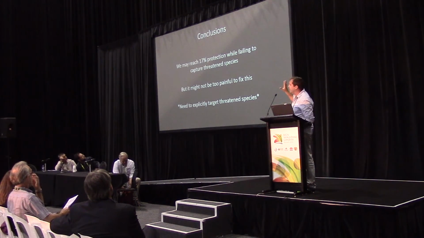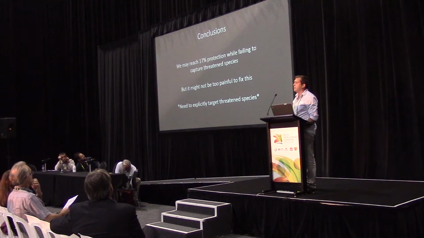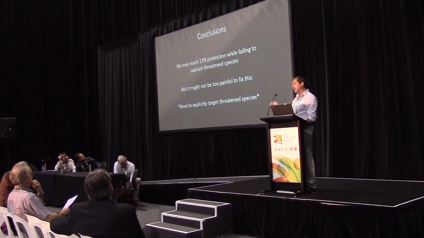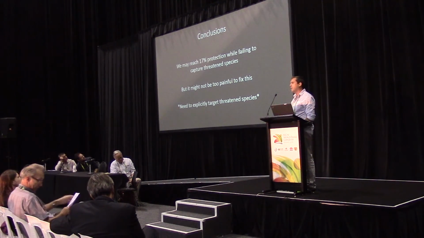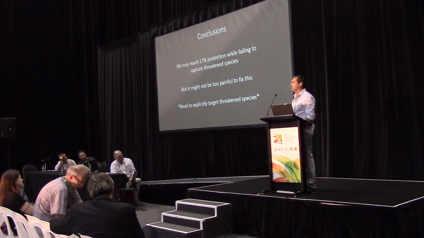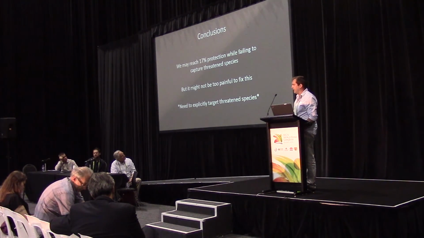Okay, so conclusion: business as usual scenarios don't look very pretty for threatened species. There do appear to be cost-efficient solutions to change that scenario around, if we can get some sort of quantitative targets for threatened species within the overall goal of expanding protected areas.